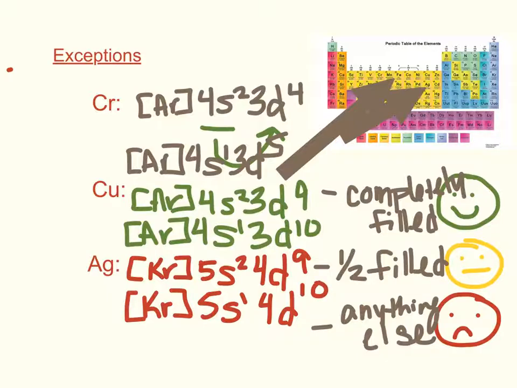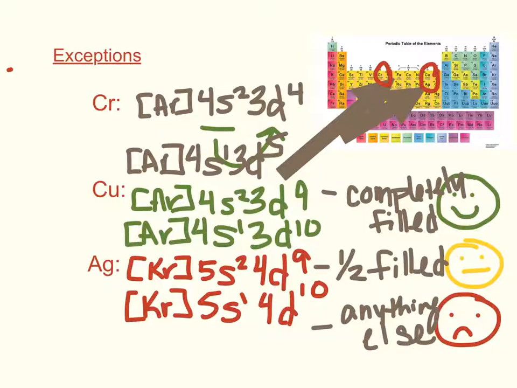Now don't get all antsy in the pantsy about this. The only time that this is going to happen is if you're here, copper, silver, or if you are chromium. All right? Don't be begging, borrowing, and stealing electrons from other things just to satisfy this whole stability thing. For the most part, that usually only happens in the d suborbital. These are the only exceptions that you're going to be responsible for.